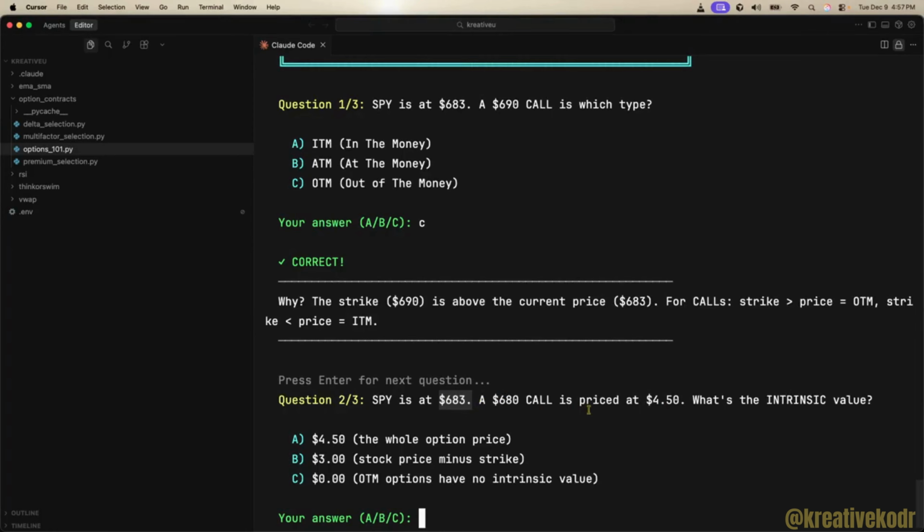So is the price current? Yep. So it is out of the money. What is the intrinsic value? 450, the whole option price, right? Is it the stock price minus the strike price, or do out of the money options have zero intrinsic value? So we're going to go with C.